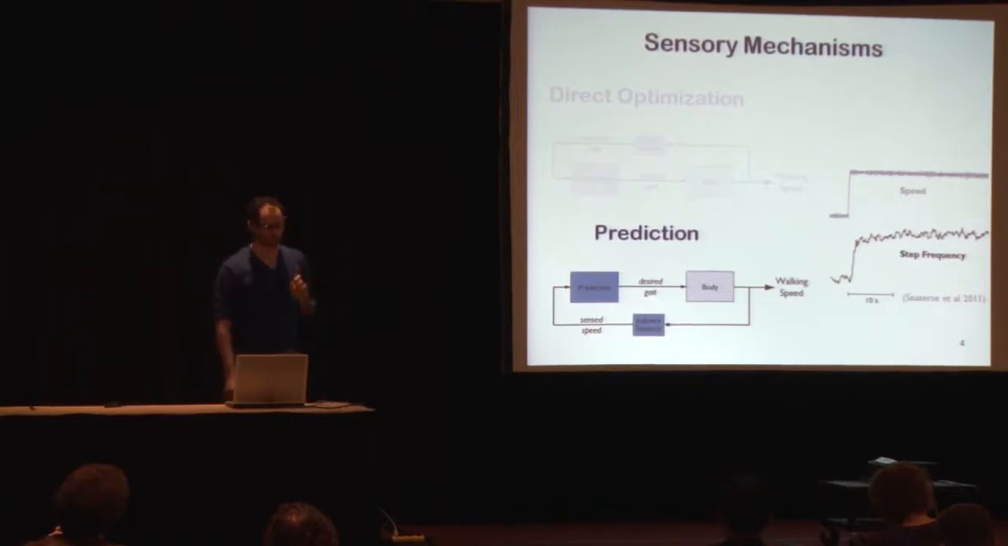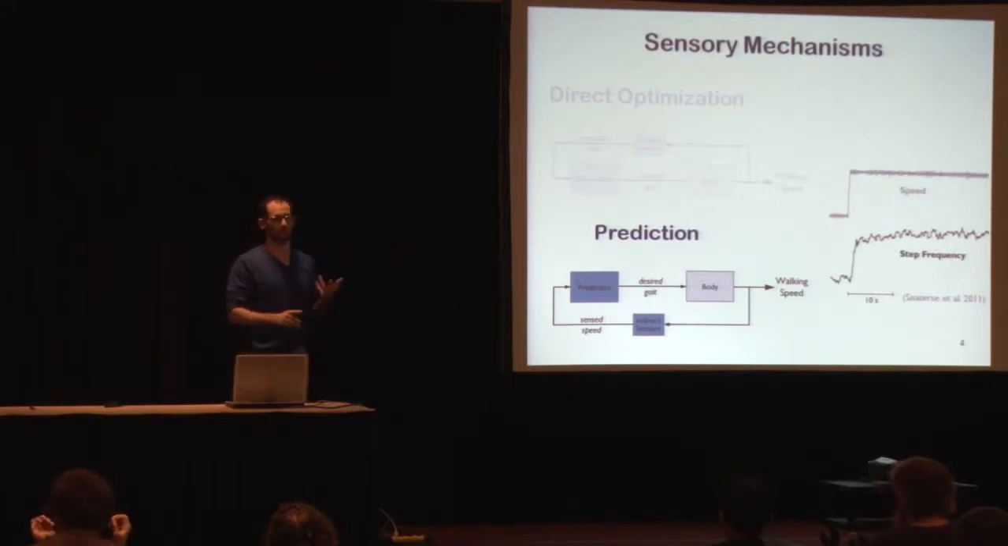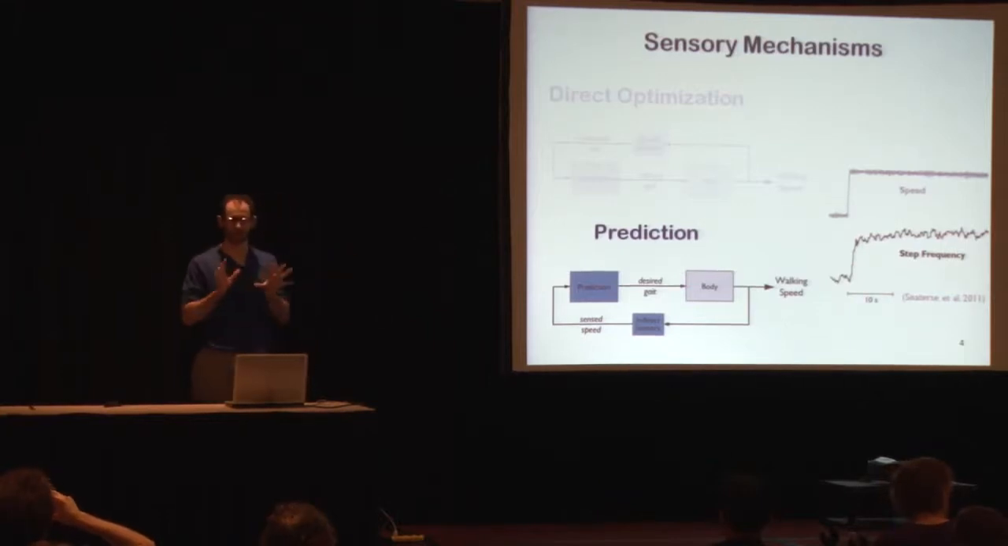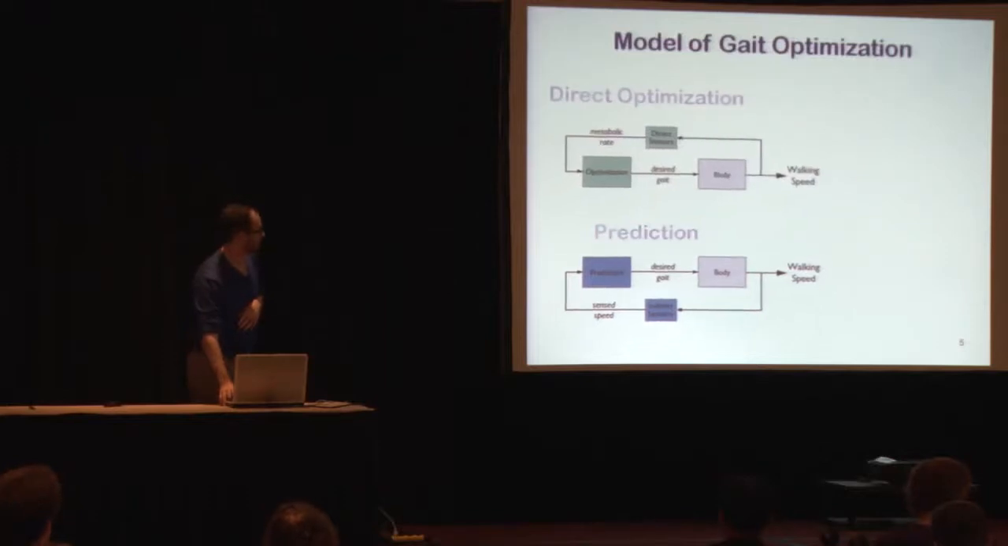I think I should point out here that this is a very robust finding. We find this whether people are walking or running, whether you're perturbing step frequency and measuring speed, or perturbing speed and measuring step frequency, or whether it's on a treadmill or on the ground. So it's a very robust behavior. But we still don't know what the sensory mechanisms are behind it. So that's what I'm after.